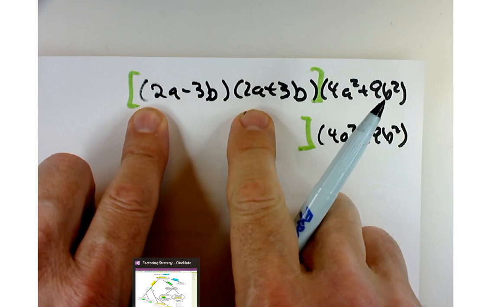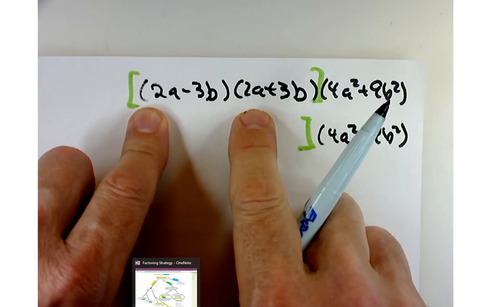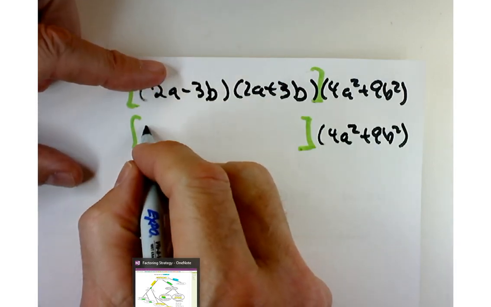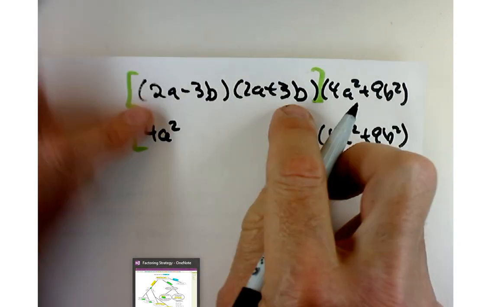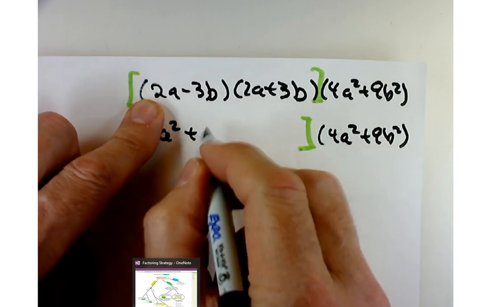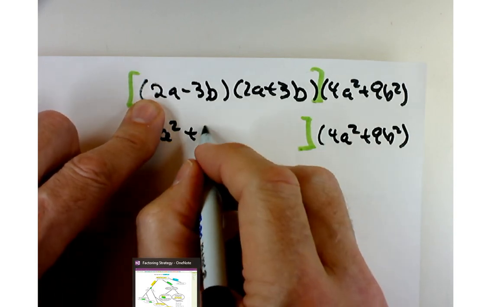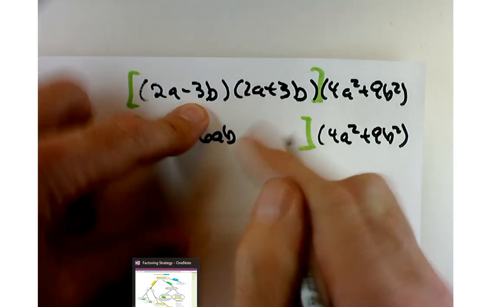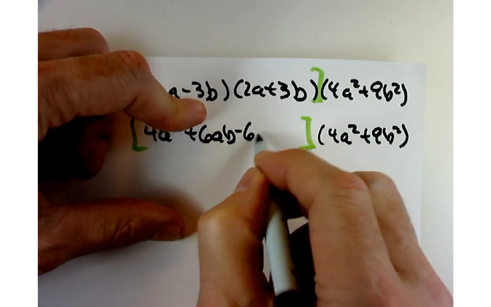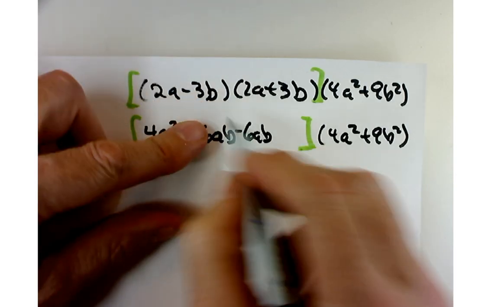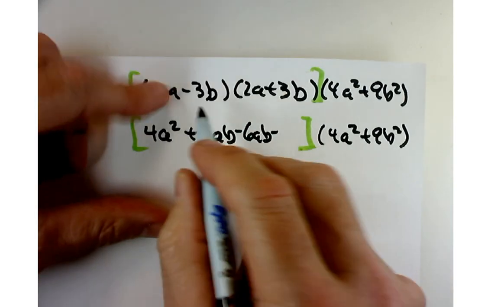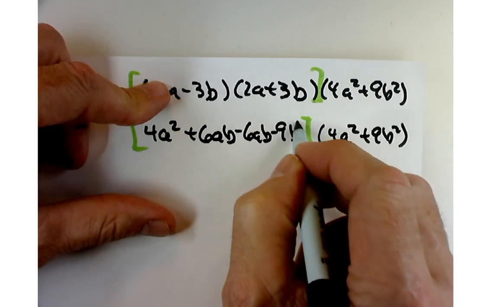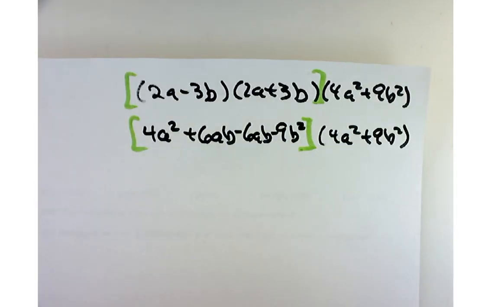All right, so help me out here. If I multiply these together, 2a times 2a gives me what? 4a squared. 4a squared plus 6ab minus 6ab, minus negative 3 times 3 is minus 9b squared. So far, so good?